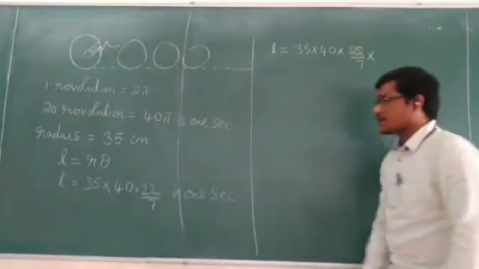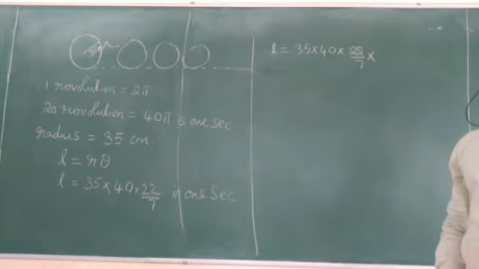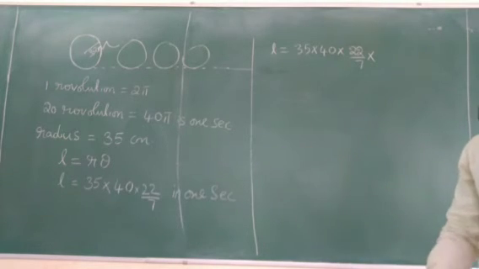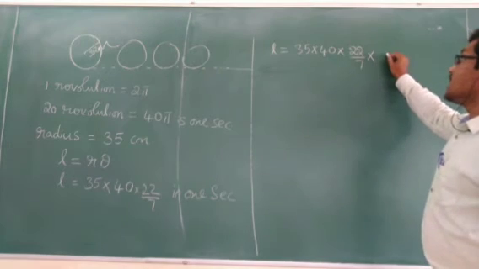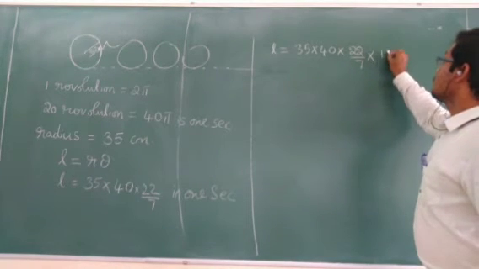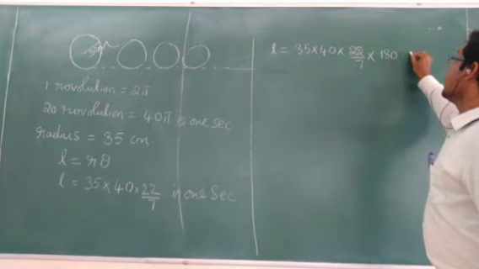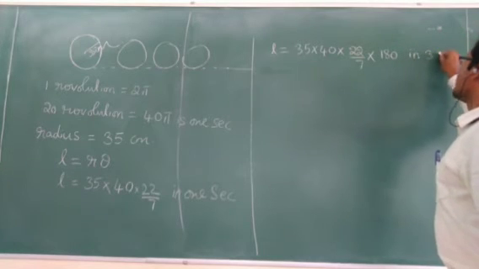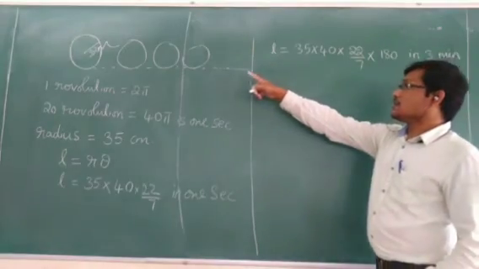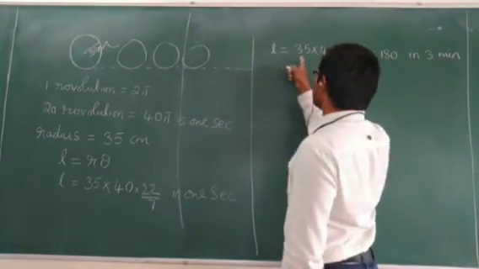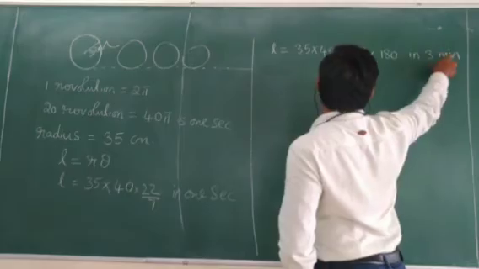So in 3 minutes, L equals 35 into 40 into 22 by 7, and this is in 1 second. If you want 1 minute, we multiply by 60. If you want 3 minutes, we multiply by 3 into 60, that is 180. The wheel will travel this much distance in 3 minutes.